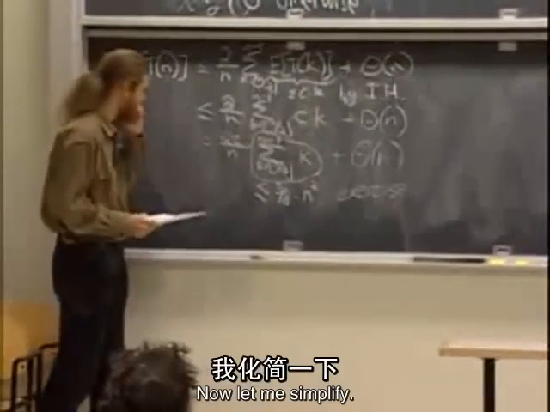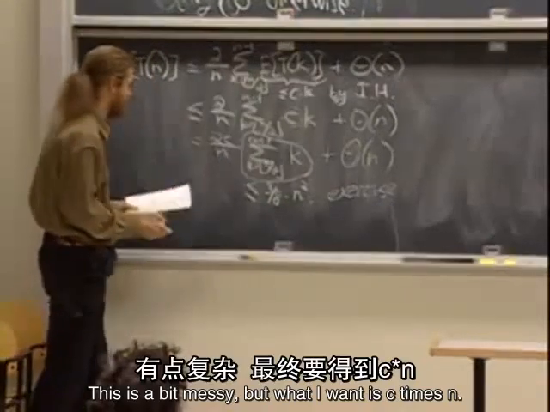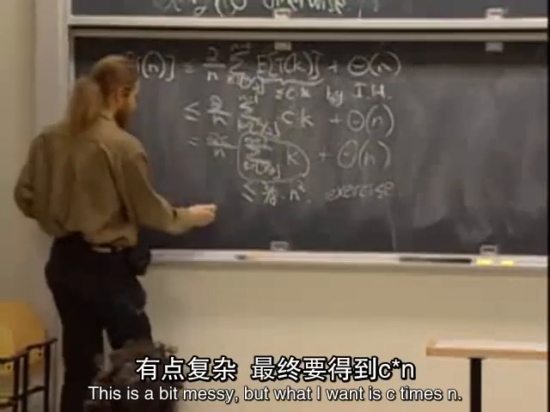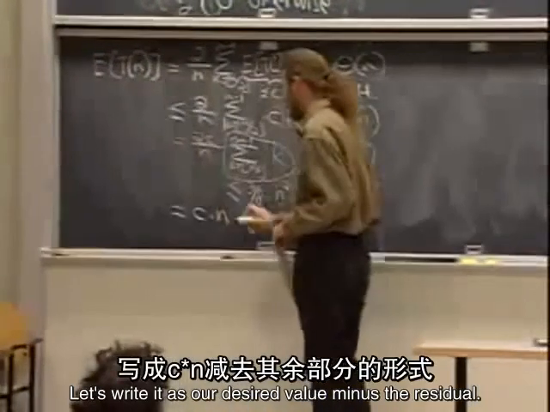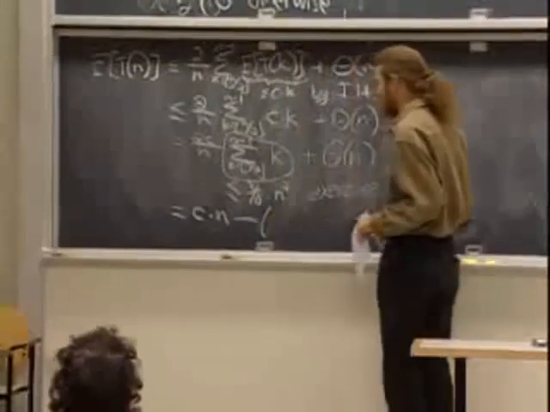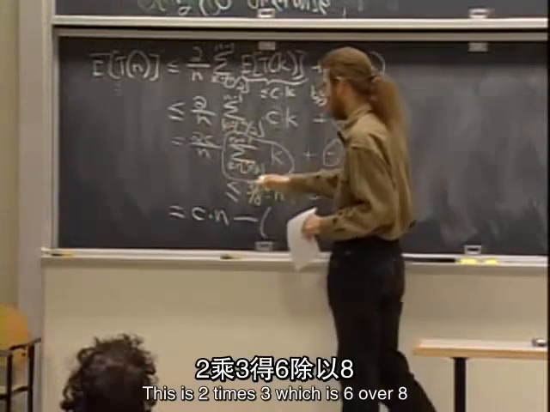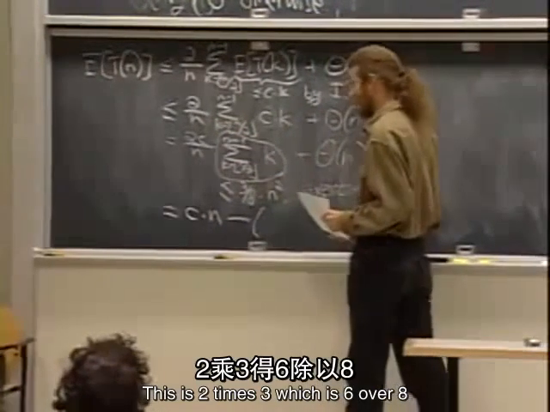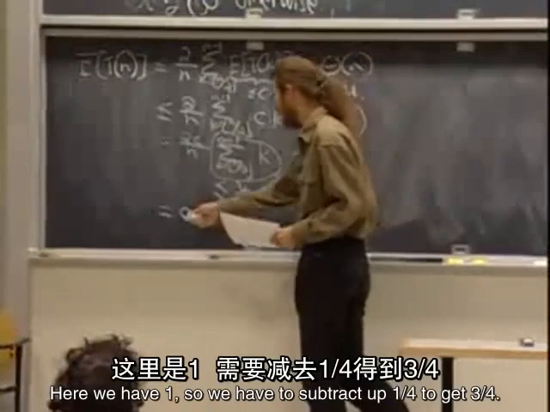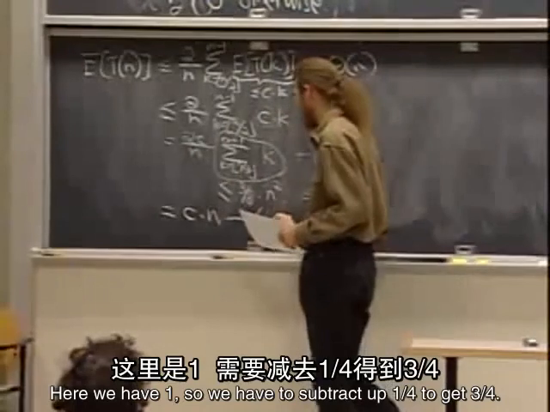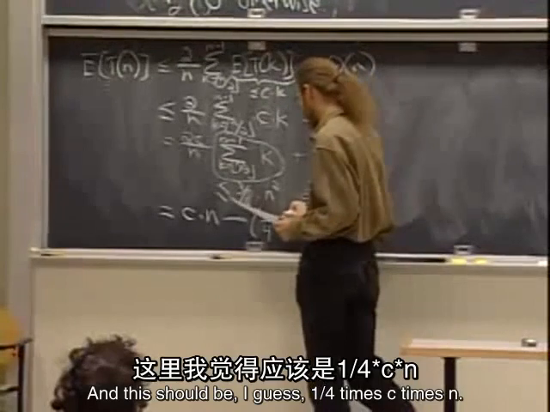Okay, now let me simplify. This is a bit messy. But what I want is c times n. So let's write it as our desired value minus the residual. And here we have some crazy fractions. This is 2 times 3, which is 6 over 8, which is 3/4. So here we have 1, so we have to subtract off 1/4 to get 3/4. And this should be, I guess, 1/4 times c times n.